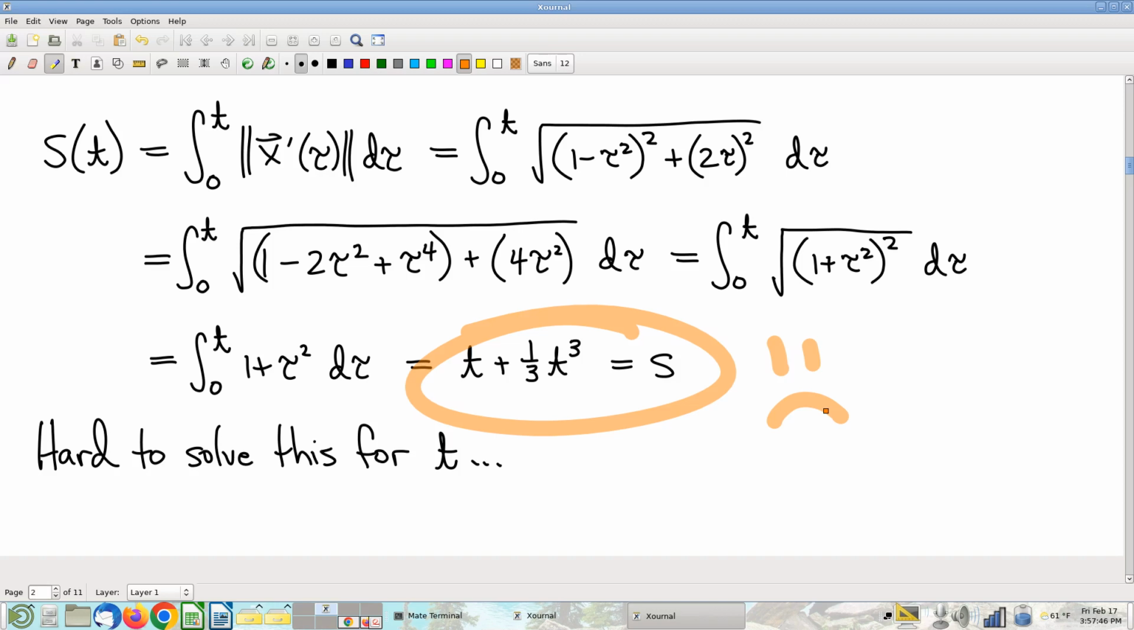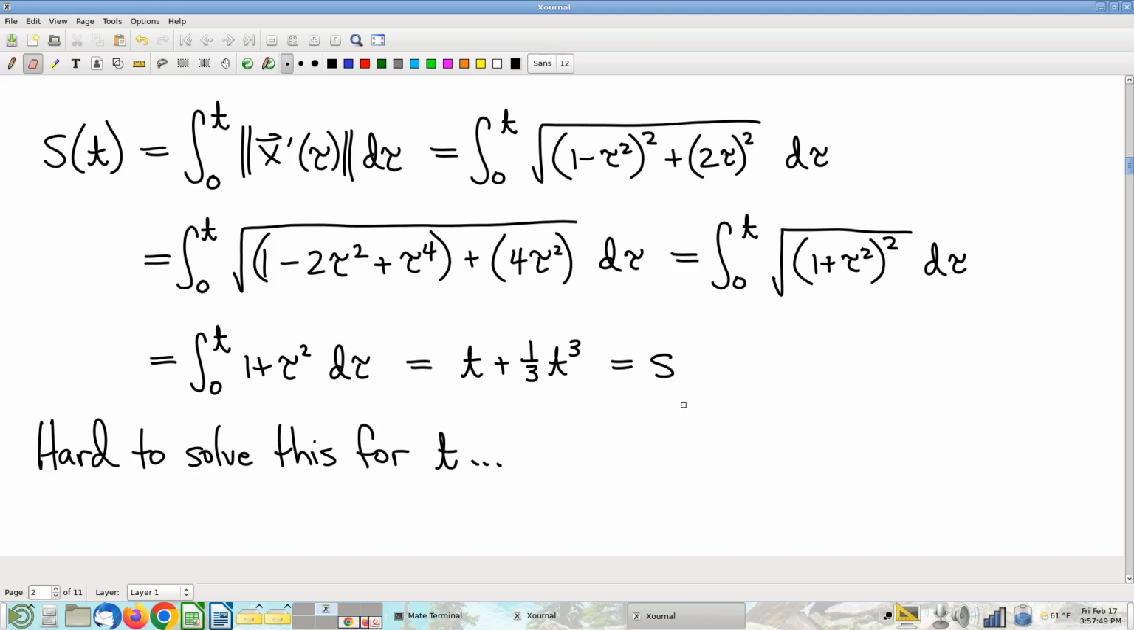Yes? So can you talk about how you got from the sum to the perfect square?